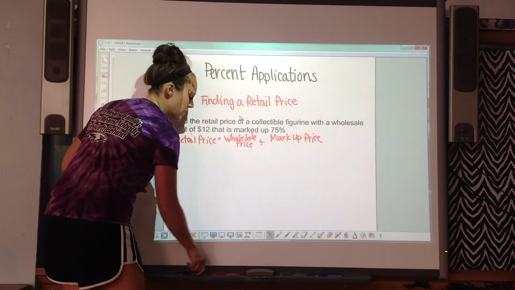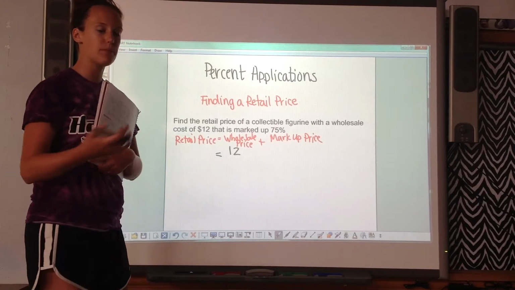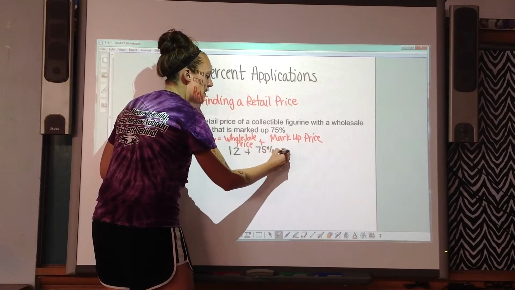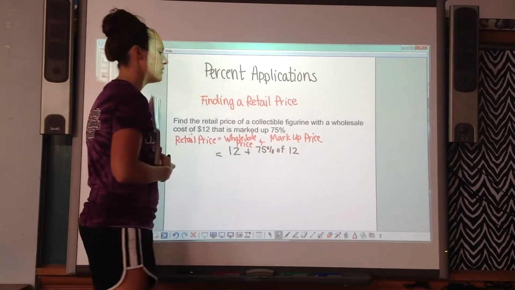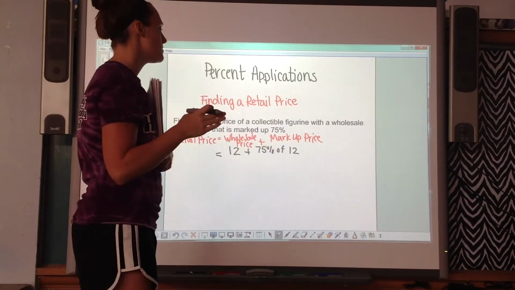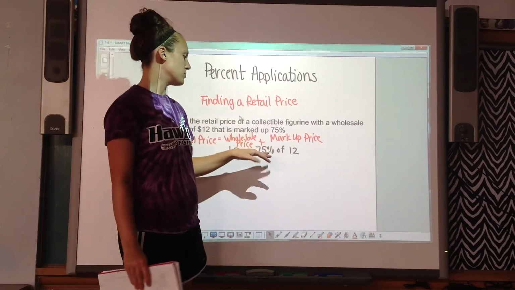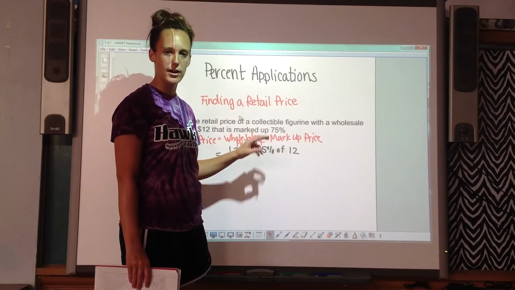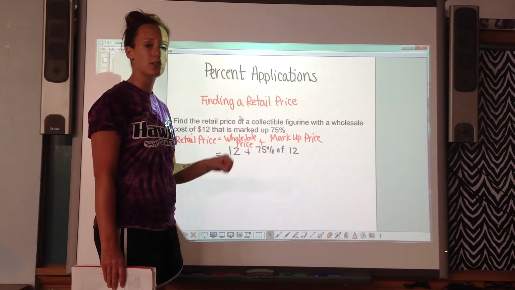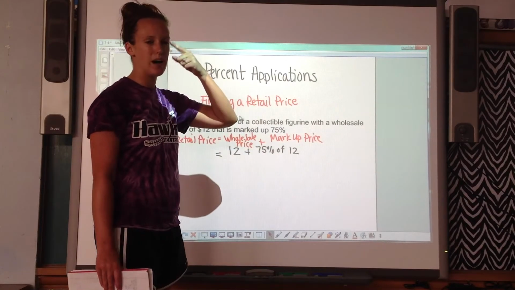So let's see what that looks like. To find the retail price, we take how much we paid for it, or how much the company paid for it, and we're going to add, in this case, 75% of 12. This might be an easy one that you'll be able to do in your head. You might know what 75% of 12 is. If you don't, you're going to have to convert the percent into a decimal or a fraction. You have two options. Normally, I would say turn it into a decimal. But for 75%, it's easier for my brain to use a fraction.